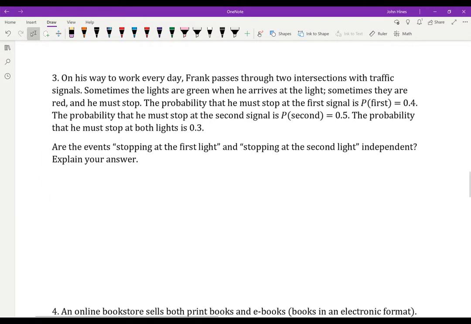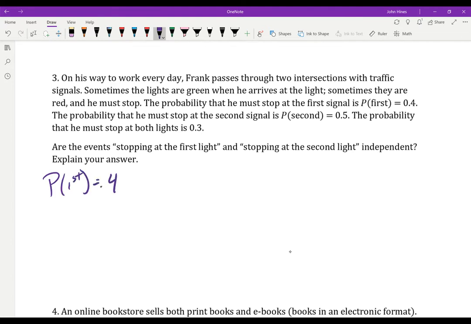So let's try this. On his way to work, Frank passes through two intersections with traffic signals. Sometimes they're green when he arrives, sometimes they're red and he must stop. Let's pray that Frank stops at red lights. The probability he stops at the first is 0.4.